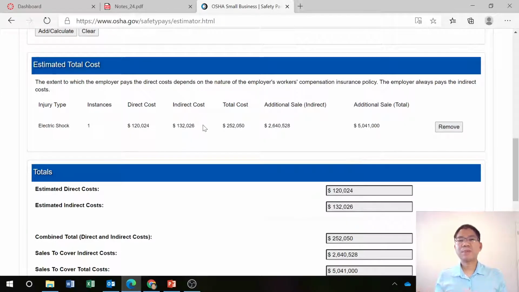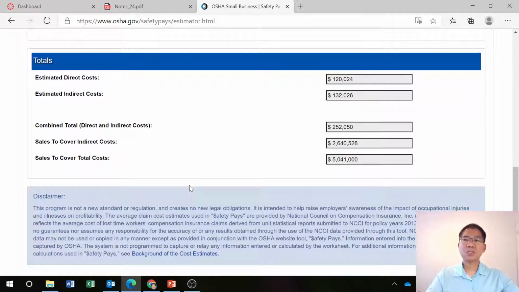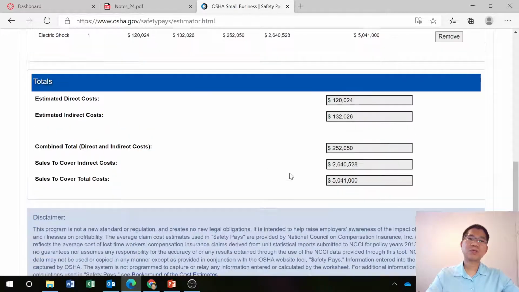And additional sales, indirect, may have an effect because when you have safety issues, people may not want to award the contract to you. So additional sales, indirect losses, can be 2.6 million. So that additional sales total may be 5 million. So you can see it is extremely costly. One accident, one electrical shock, may potentially lose 5 million, as you can see, to cover the total cost here.